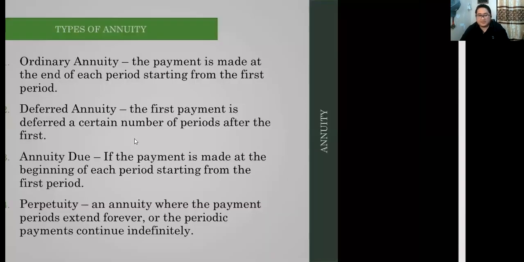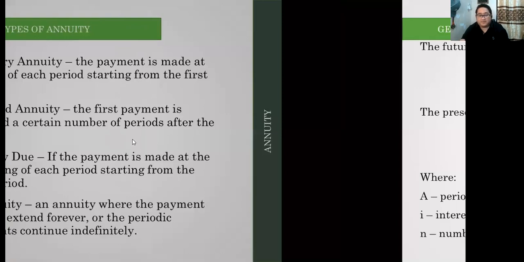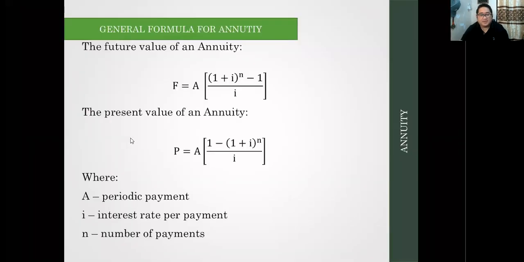No? So, ito yung general formula for annuity. Okay? So, pag future value pinag-usapan natin, F is equals to A times 1 plus I raised to N minus 1, over I. Wherein yung A natin dito is yung periodic payment natin, yung amortization payment natin. Kaya A yung ginamit na notation sa kanya. And then, kapag present value ng annuity, we have A times 1 minus 1 plus I raised to N, over I. Pero may isang formula din si P na pwede natin gamitin.